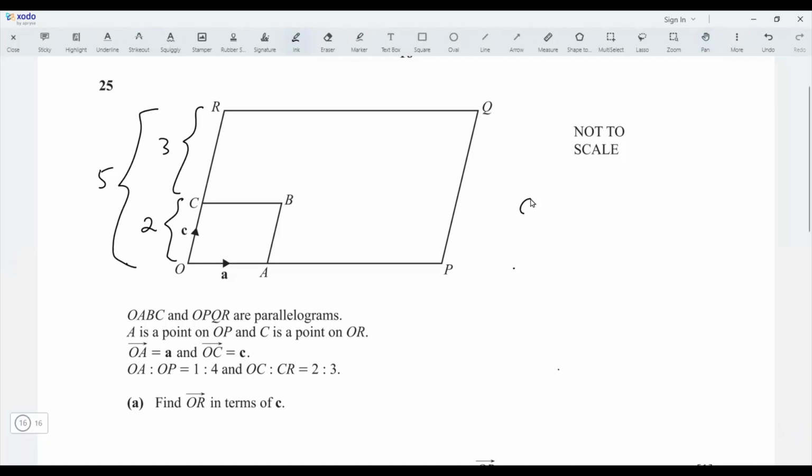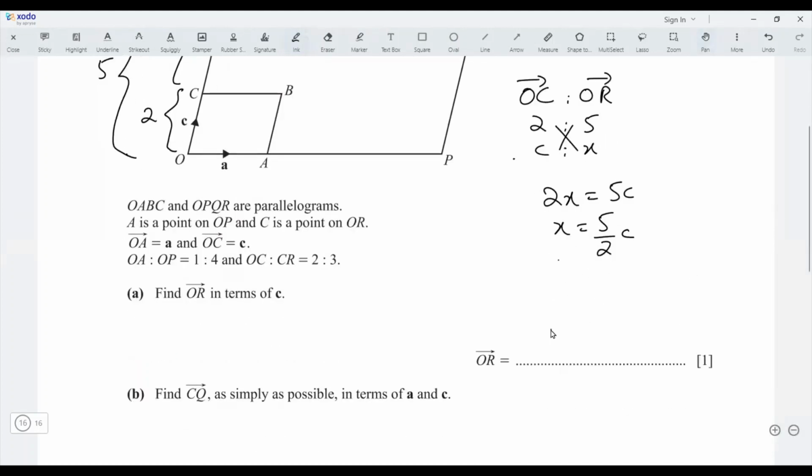So which vector is given? Actually OC is given, the ratio is 2. What about OR? OR we need to calculate. So the ratio of OR is 5. Similarly, OC's vector is given as C and we don't know the vector of OR. Simply cross multiplying, it is 2x equals 5C. 2 will be divided, so we can say 5 over 2 C is the answer for the OR vector, which we have to write down as it is here.